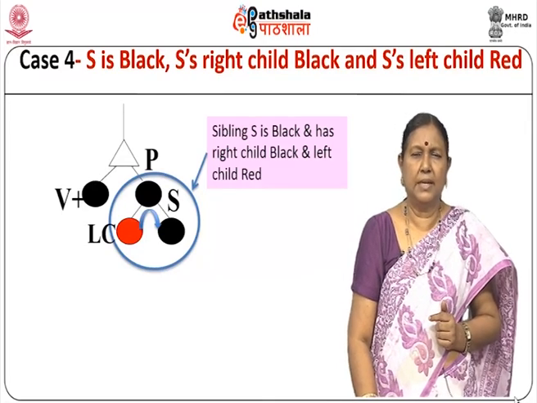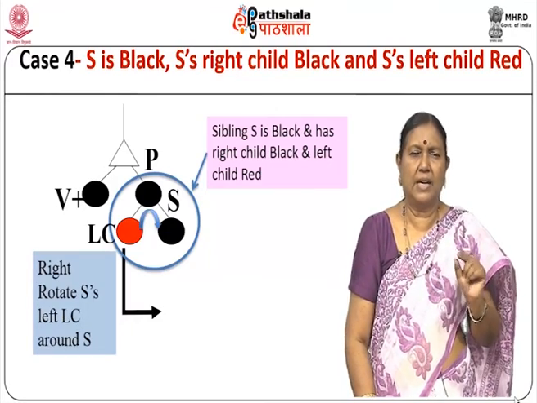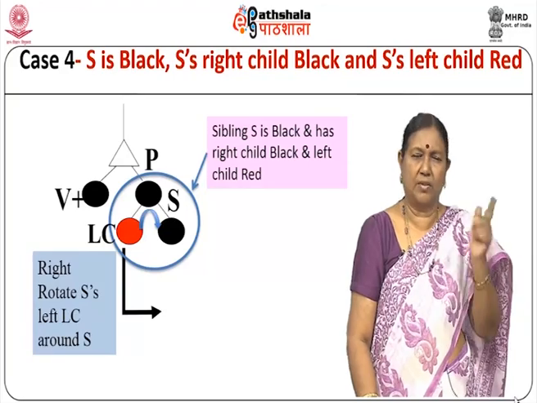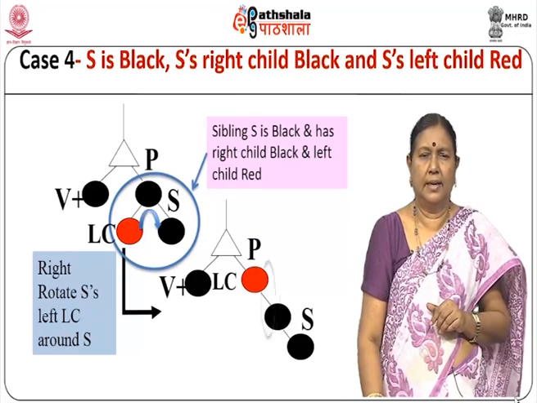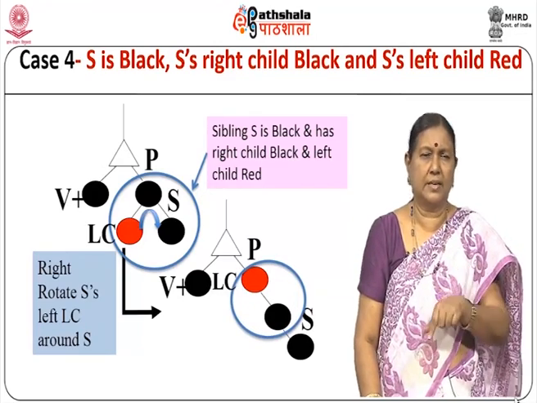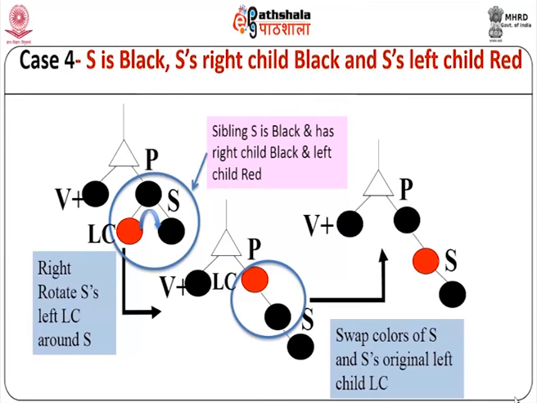So, sibling S is black and has a black right child and a red left child, that is the previous case we saw. Right rotate S's left child LC around S. So, right rotate that and you will get this. LC is rotated and S comes down, P is still there. So, that is what you did, and swap the colors of S and S's child. So, you swap these colors. That is, S and S's left child LC are swapped. Then after this, first you have done a right rotate, then you have to do a left rotate and finish it.